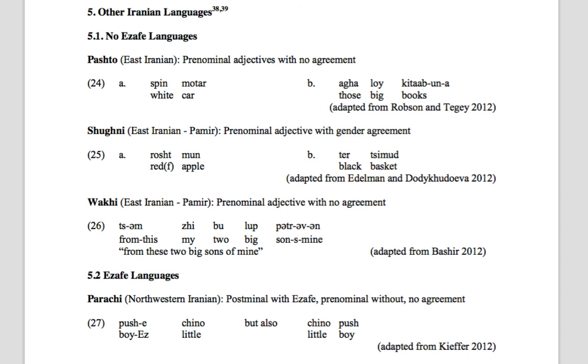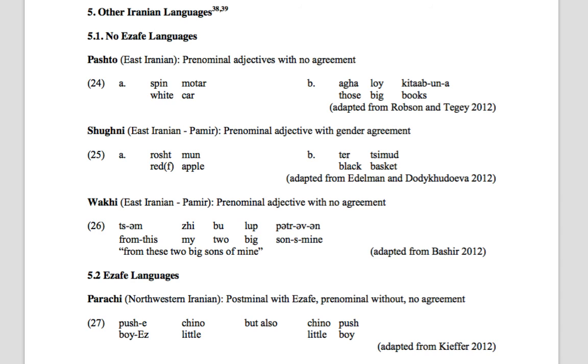There are two other East Iranian languages exemplified here, both Pamir languages, Shugni and Waki. Again, we have a pre-nominal adjective. The only difference is that in Shugni you actually get agreement of the adjective with the noun. So there's gender agreement. And then the same thing in Waki, you don't get agreement, very similar to Pashto in terms of its order.